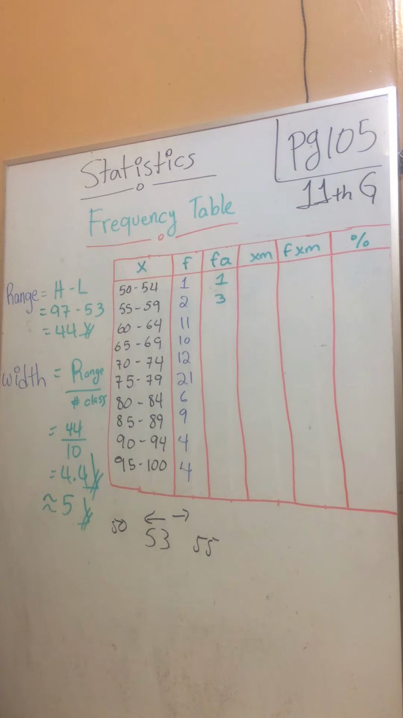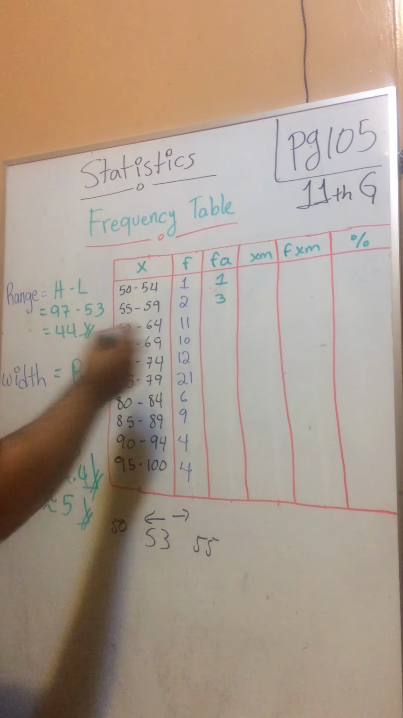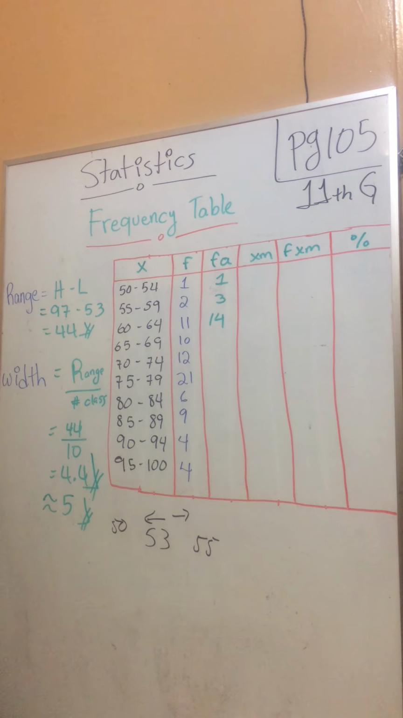Now, between the ranges 60 to 64, we have how many? We have the 1, the 2, and the 11. So we would add 1 plus 3 plus 11. Oh sorry, not the 3. We would add the 3 plus the 11. The 3 we already have here. So 3 plus 11, we're going to have it as 14.